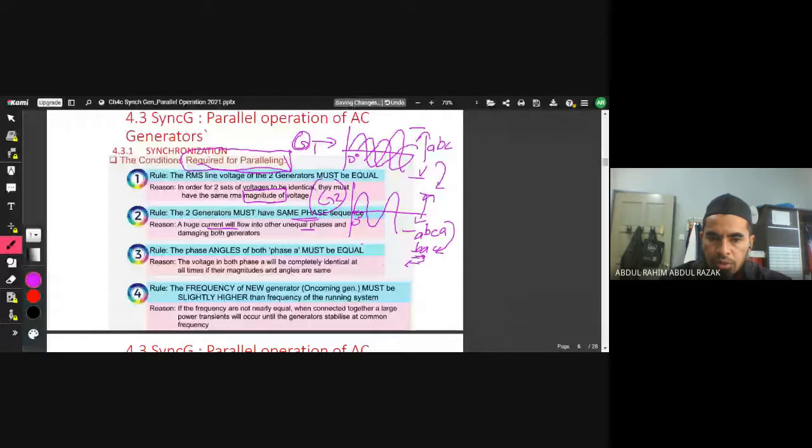And also the frequency of the new generator. Let's say we have G1 in action, then G2 to top up the line to come after G1. So it means that your G2 has to have a slightly higher frequency than G1.